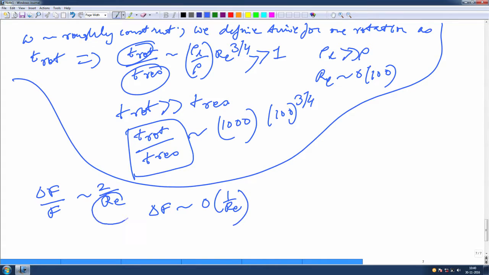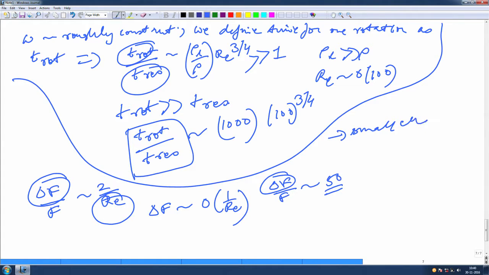So, if Re is very large, the change in friction force is very small, the percentage change is very small, because Re is of the order of 100, right. So, delta F by F should be of the order of 50. That means the change in friction force is roughly 50 times lower than the value of friction. So, there is a small change in friction, right, and a long rotation time.